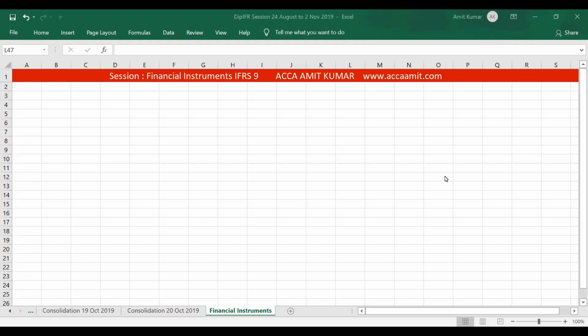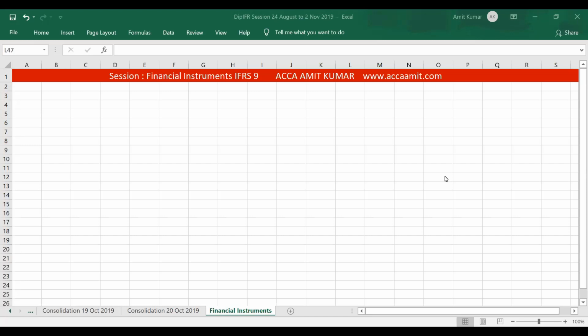This is ACC Amit Kumar and we'll discuss the standards on financial instruments. So this covers IAS 32 presentation, IFRS 9 financial instruments and IFRS 7 disclosures. Earlier, the standard applicable to financial instruments was IAS 39, which is withdrawn and a new standard has been introduced, that is IFRS 9 financial instruments.